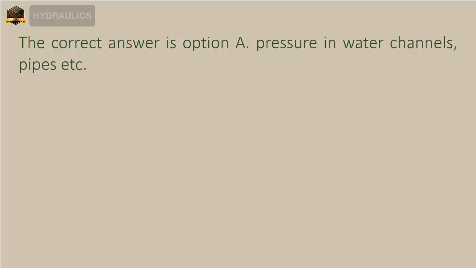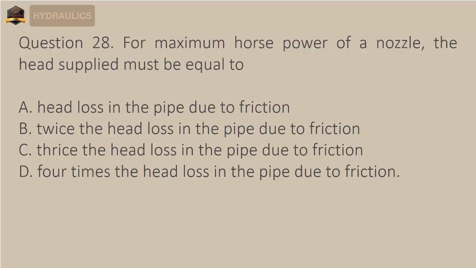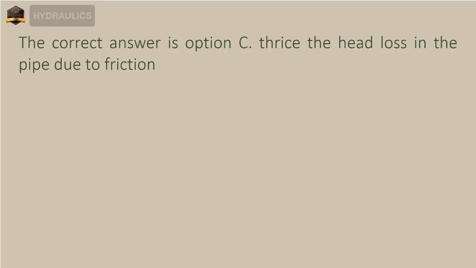Question 28. For maximum horsepower of a nozzle, the head supplied must be equal to A. Head loss in the pipe due to friction. B. Twice the head loss in the pipe due to friction. C. Thrice the head loss in the pipe due to friction. D. 4 times the head loss in the pipe due to friction. The correct answer is option C, thrice the head loss in the pipe due to friction.